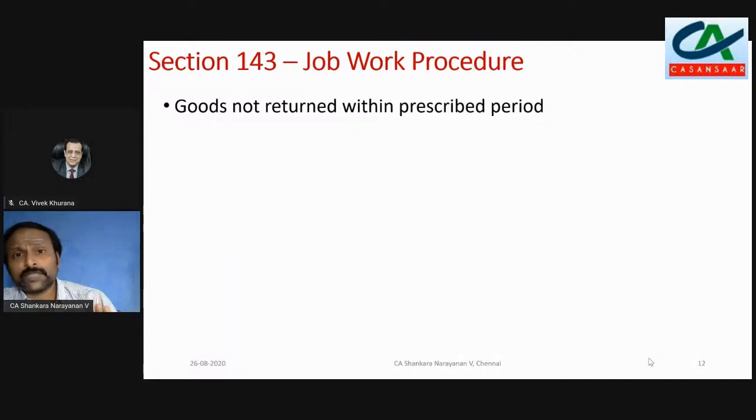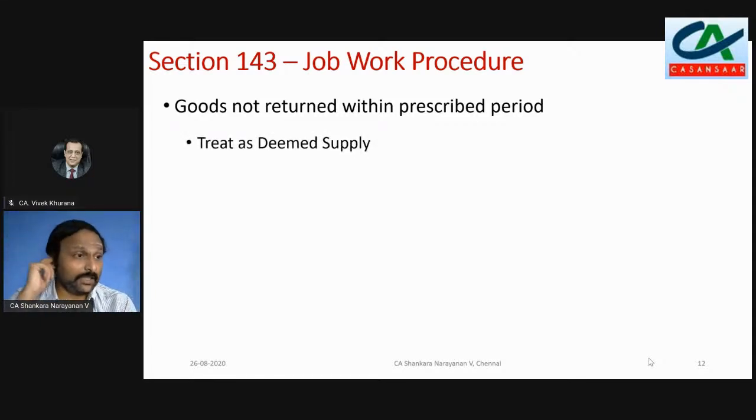And on to the other part of the job work process. What will happen if the goods are not returned within the time limit which is prescribed? What we saw earlier, let's say 1 year and 3 years. We'll stick to that. We will not discuss the extension. Assuming 1 year, within 1 year the goods are not returned in case of inputs, and in case of capital goods, it is not returned within 3 years. What is going to be my impact? The impact is damaging.